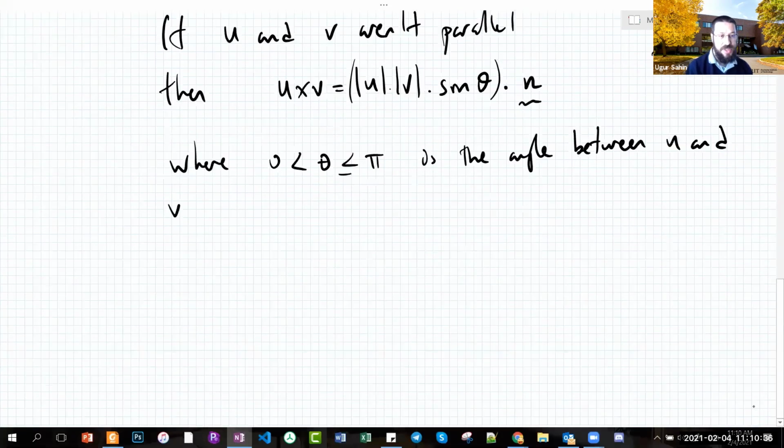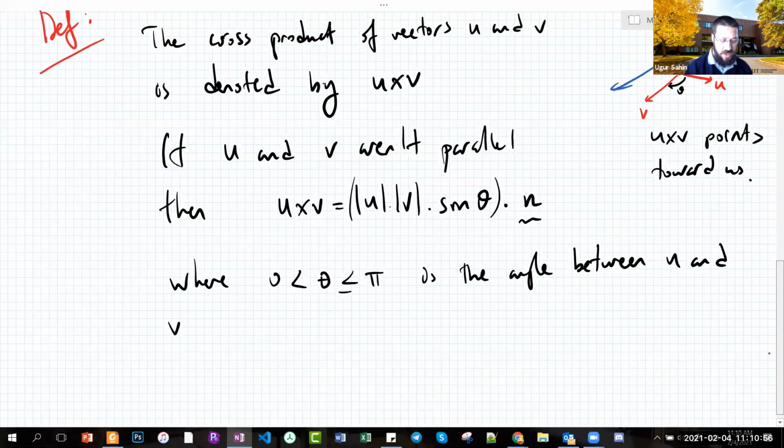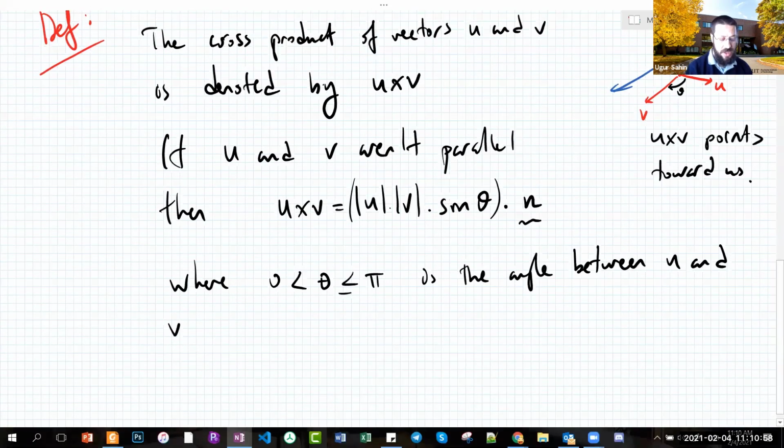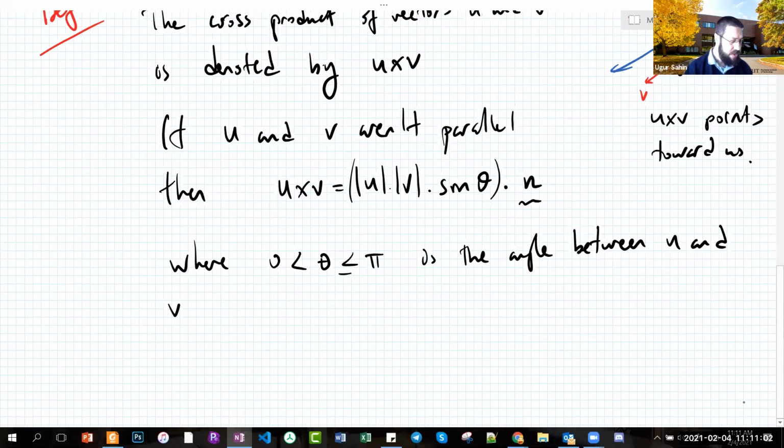As you see, guys, this multiplication, the length of U, length of V, and then sine theta will produce what? It will produce a scalar. What I need is a vector, since the cross product should give me a vector. What type of vector do I have here? As you see, it is a perpendicular vector. That is why the n will be chosen in this way.